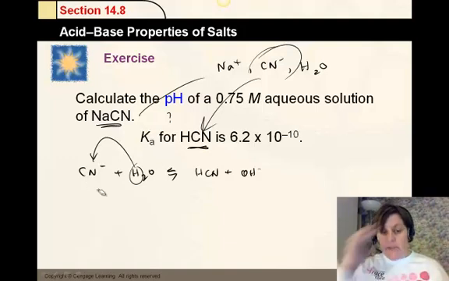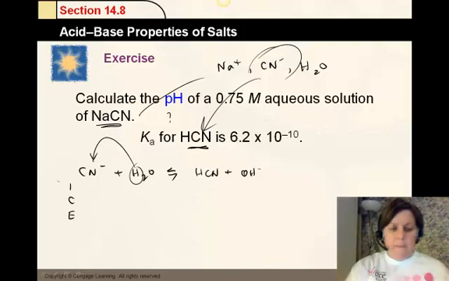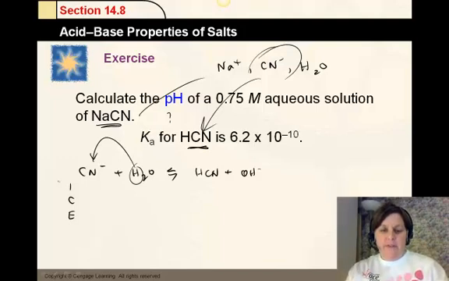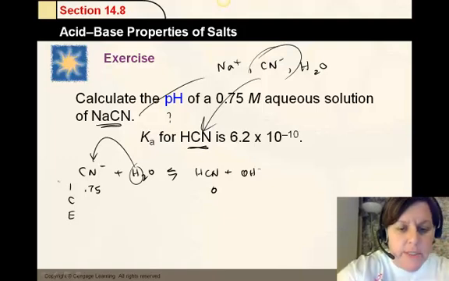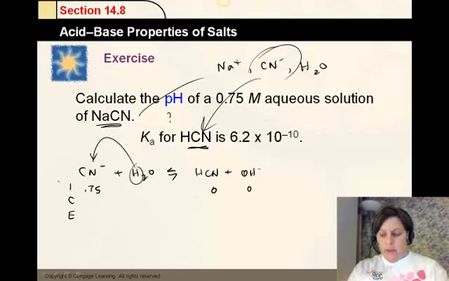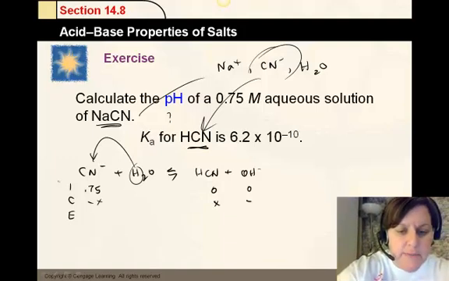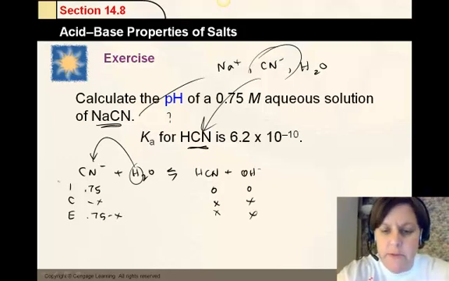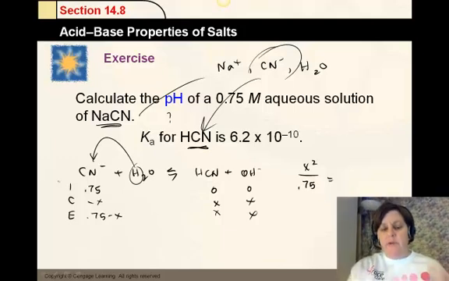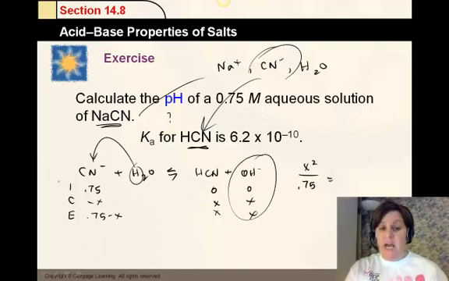All right, so let's look at how to do that. ICE. And we have a 0.75 molar solution. 0.75. And we don't have any products. So, just like before, minus x, plus x, plus x, 0.75 minus x. So we're ready to do the old equilibrium, 0.75. But this time, you'll notice we are producing OH negative. We are not producing hydrogen ions.